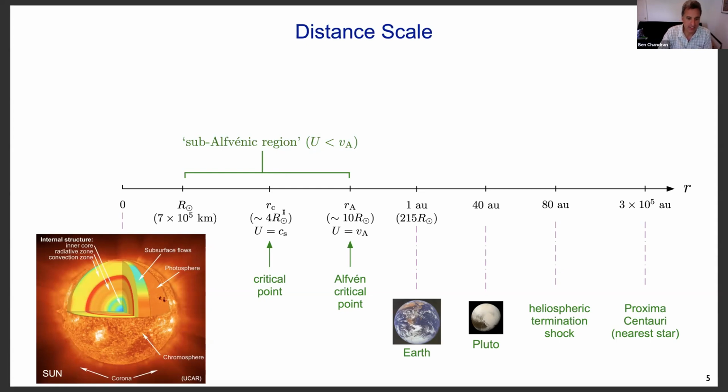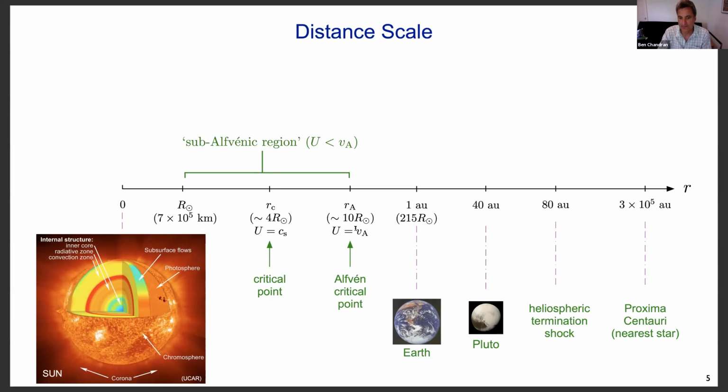The first is the sonic critical point, or just the critical point. That's typically a few solar radii out from the sun. It's where the outflow speed, capital U, equals the local sound speed. And inside of that radius, to the left of it, the flow is subsonic. To the right, the flow is supersonic.